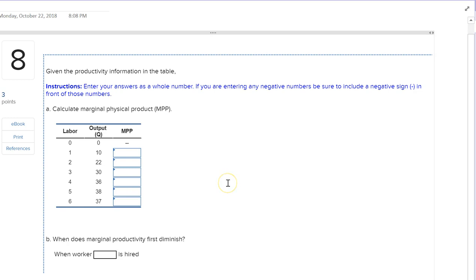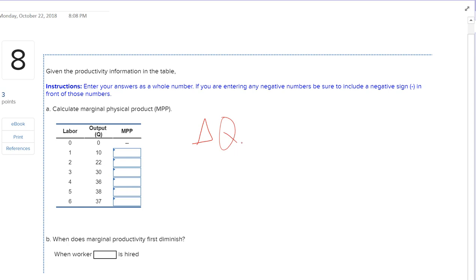Number 8 is going to give you some productivity calculations, and this is going to go back to that concept of marginal physical product, and you're going to simply calculate what the different levels are. Let's see, here we go. So we've got our labor input, our quantity output, and we're going to calculate the marginal. Marginal is the change in quantity or output divided by the change in input. In this case, it's labor.